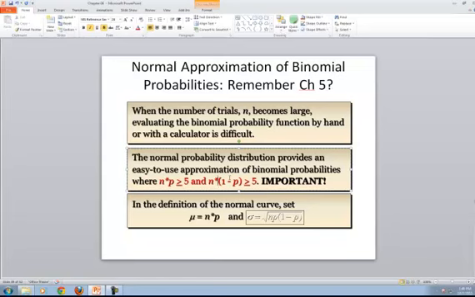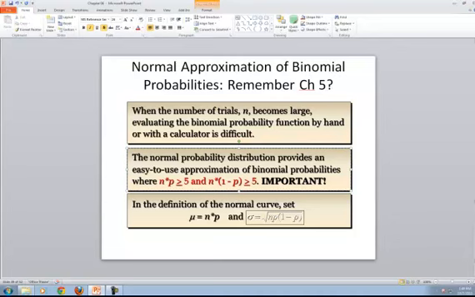If these two criteria are fulfilled, then all you do is calculate the mean of the binomial variable as being equal to n times p, and its standard deviation as being equal to the square root of np times 1 minus p. Once you have those two values, you can then convert the binomial number, whatever it is, into a standard normal and then use the table.